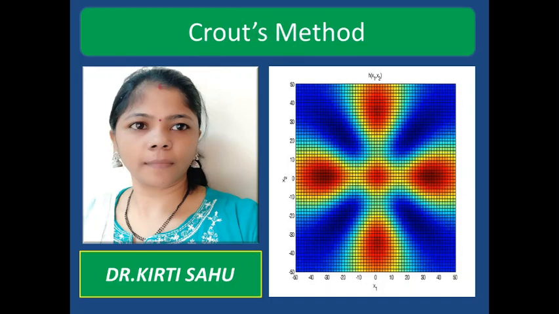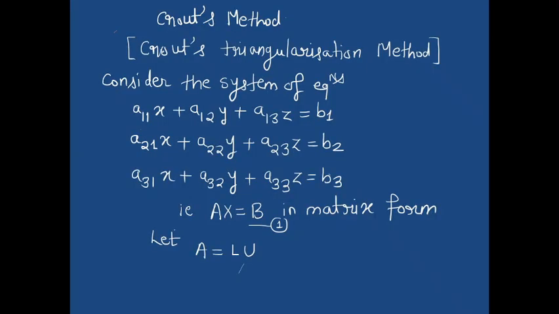Crout's method is superior to the Gauss elimination method and is often used for the solution of simultaneous linear equations. It is also used for finding the inverse of a matrix. Among all the direct methods, this is preferred as software for computers. So let's see what Crout's method is about. Crout's method is a direct method, also called Crout's triangularization method.